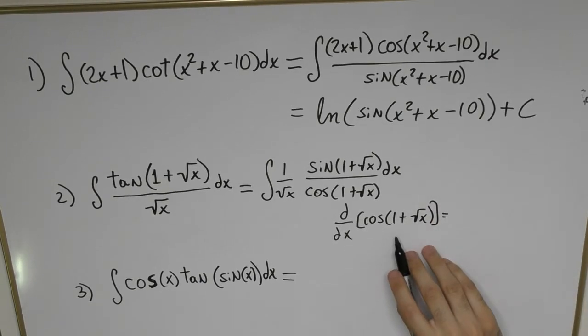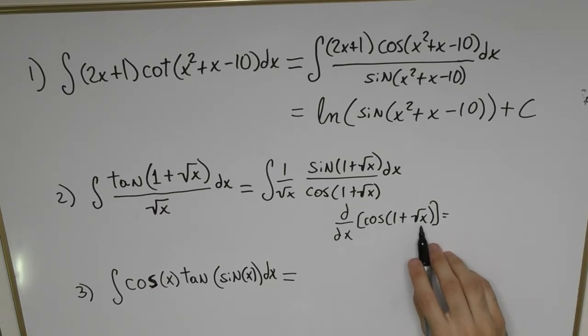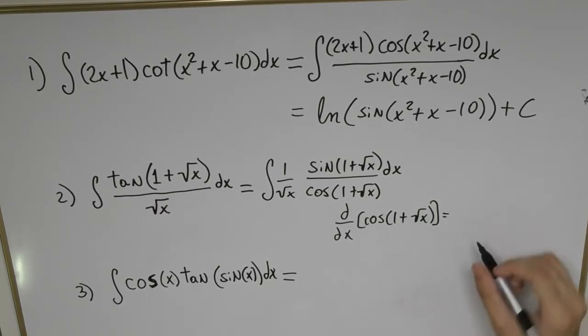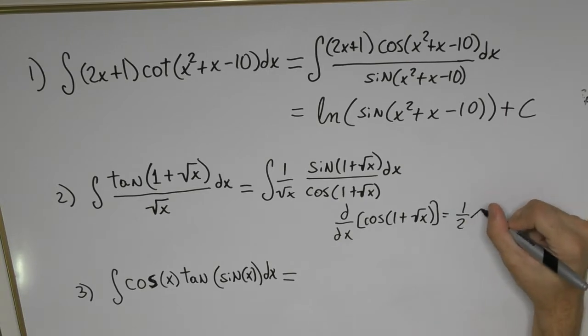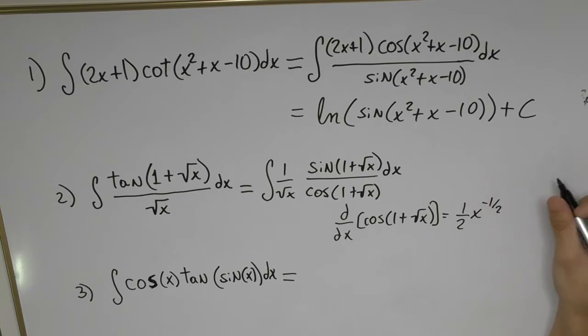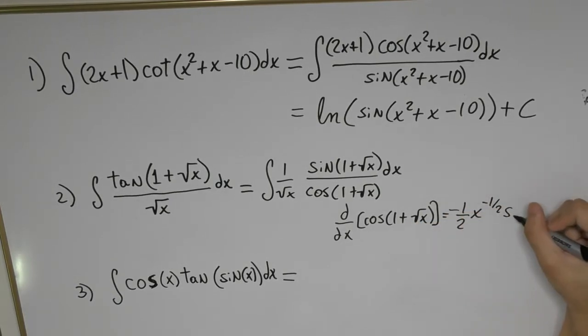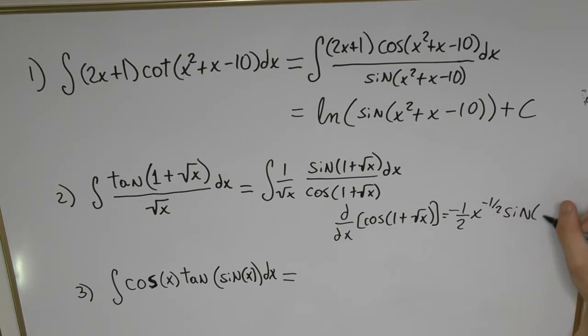Now, as before, we can apply the chain rule. So let's differentiate the argument first. The square root is going to become a half x, and then subtract 1 from the power, that becomes minus half. And then the cosine becomes a minus sign, so let's put a minus at the front, and then we have sine 1 plus root x.